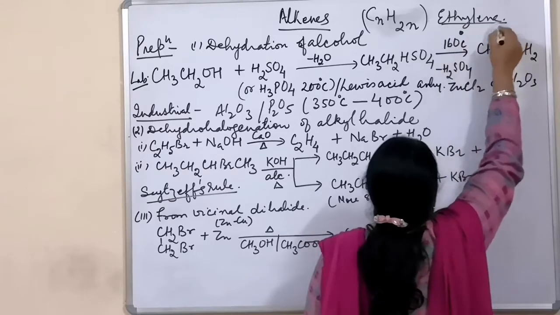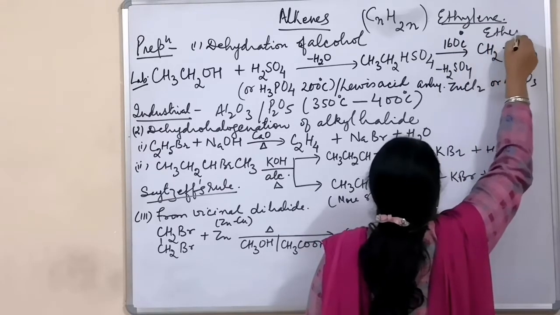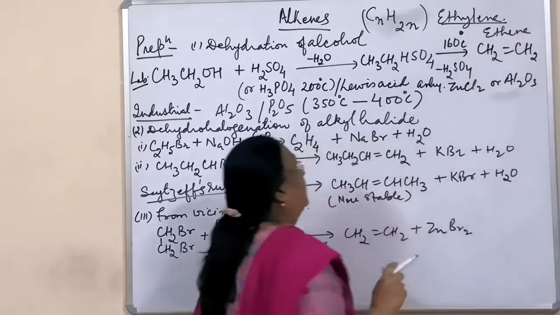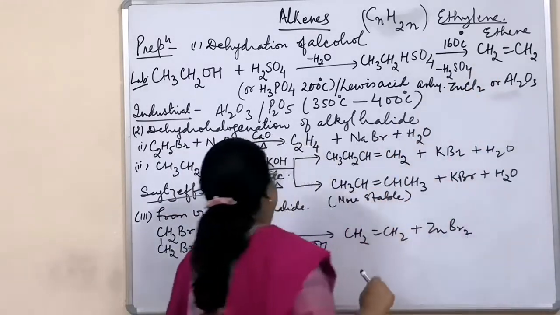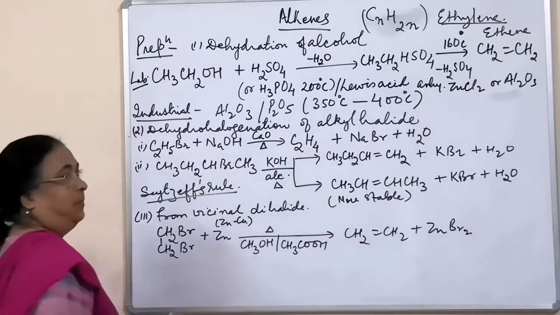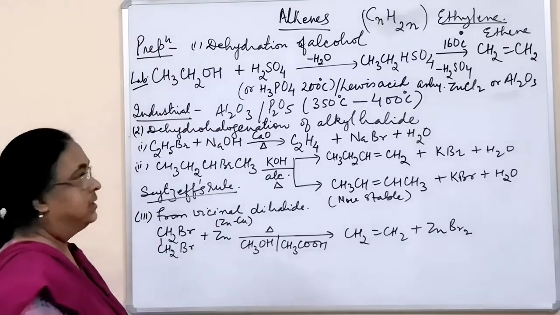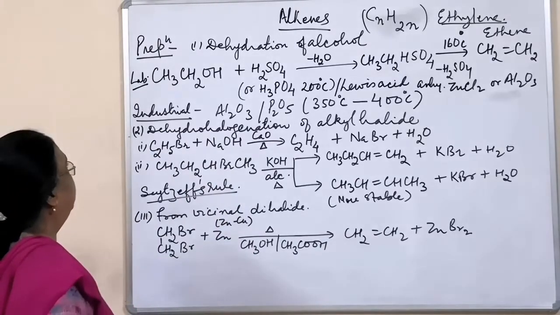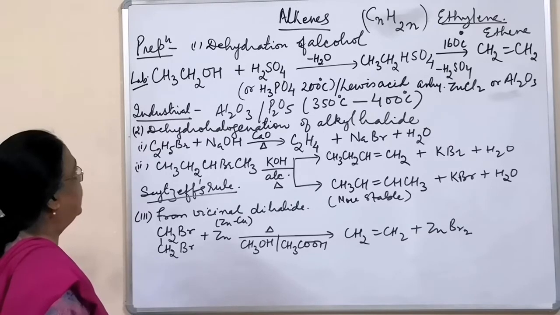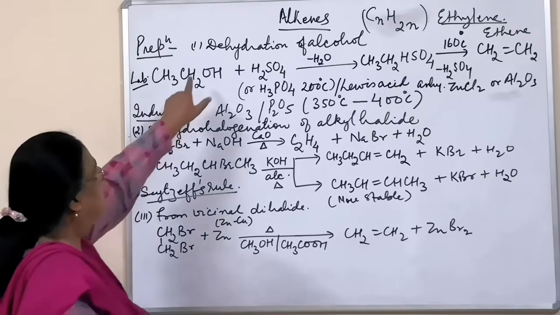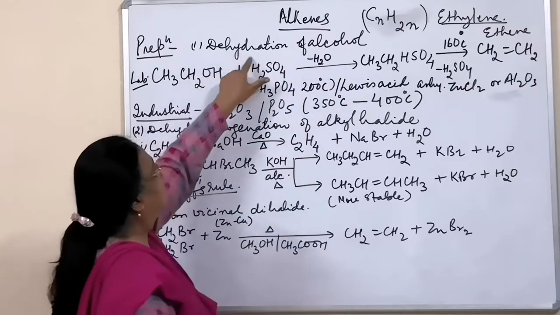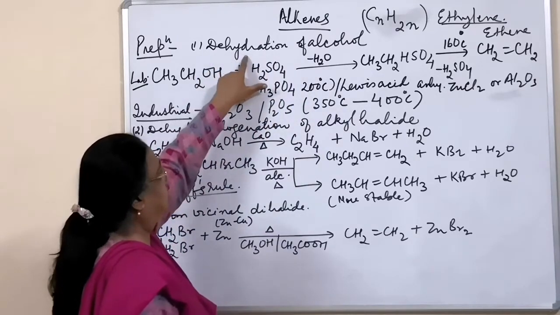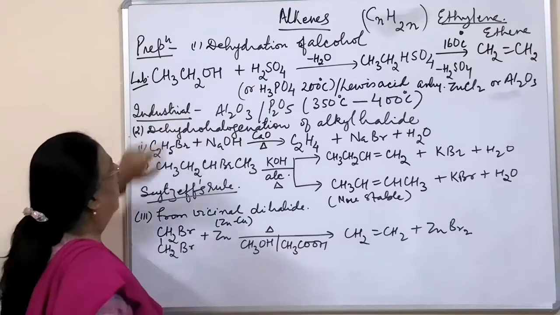Ethylene, this is its common name. Ethene is the IUPAC name. And the formula of ethene is this, you know very well. And nomenclature we have already done earlier, so directly we come to the preparation of alkenes. First method is from dehydration of alcohol. Dehydration means removal of water from alcohol.